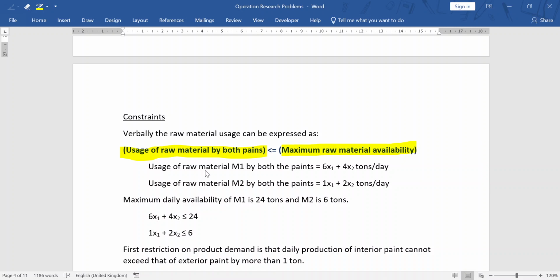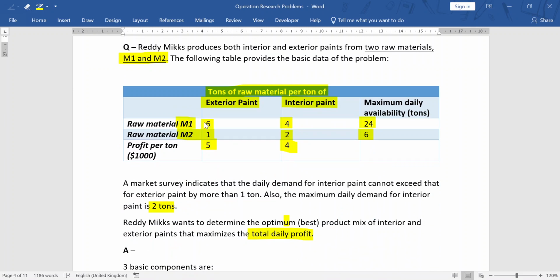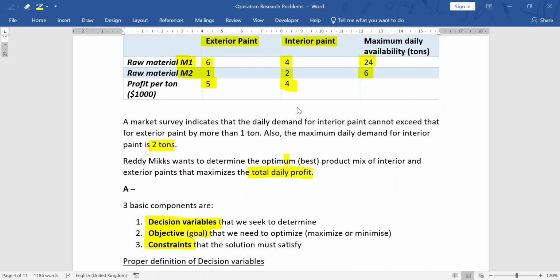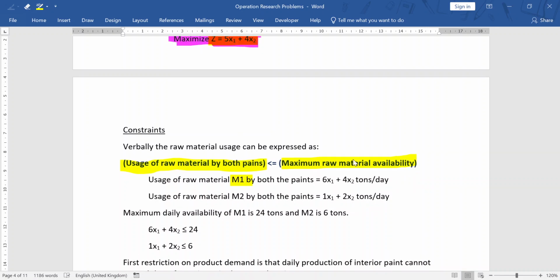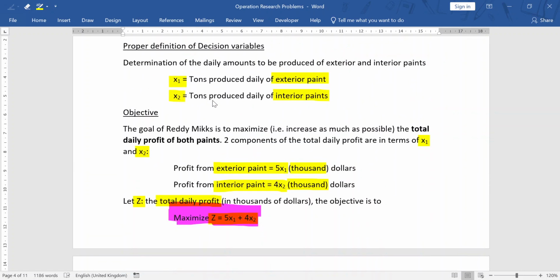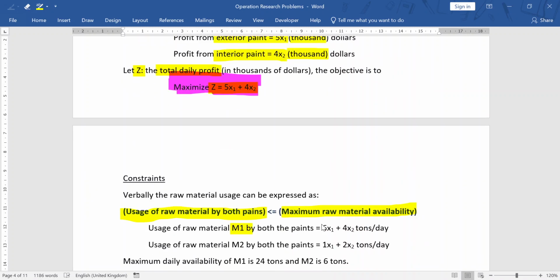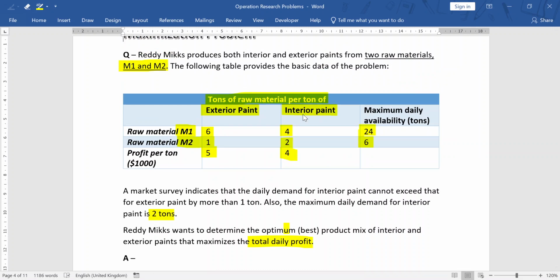From here we get that usage of raw material M1 by both the paints is 6x1 plus 4x2. Now x1 and x2 are the daily produced tons of exterior and interior paints. 6x1 is the usage of raw material M1 by exterior paint, so 6 tons of raw material M1 per ton of exterior paint, multiplied by x1, the tons produced daily of exterior paint. And 4x2 is the number of tons of raw material M1 required per ton of interior paint.